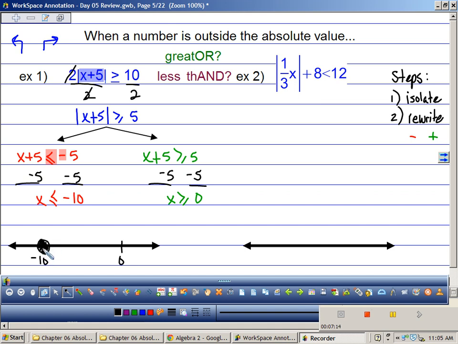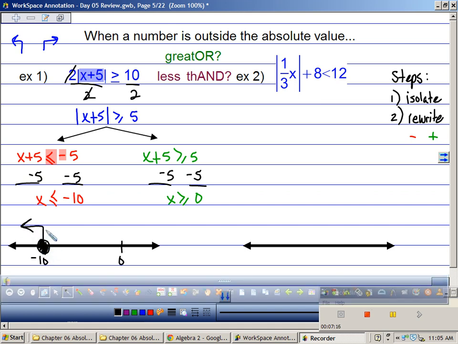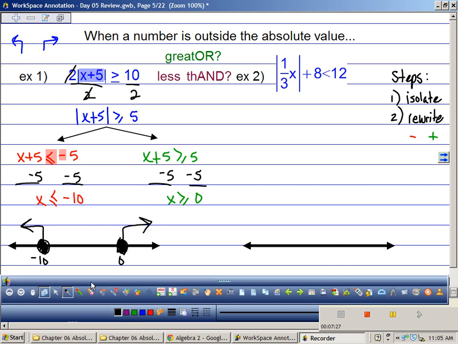Less than means I'm going to go to the left. This says x is greater than 0. Greater than or equal to means I'm going to include 0, and I'm going to go greater. So it matches, right? Let's talk about this one.